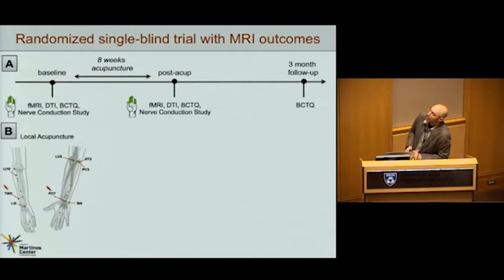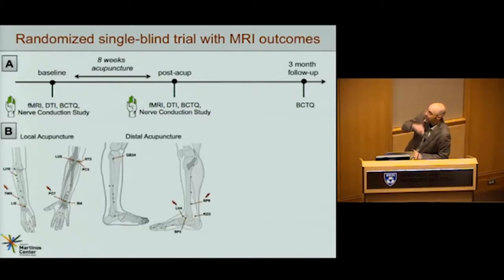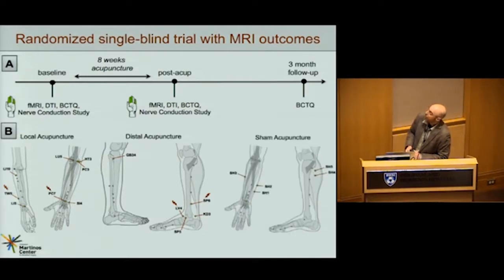And we also had not just local acupuncture groups, as I showed you before, but we had a distal acupuncture group where it was real acupuncture, but they were not treated at the wrist. They were treated at the opposite ankle. And this was then compared to sham acupuncture, which is something else that we didn't have in the original study.